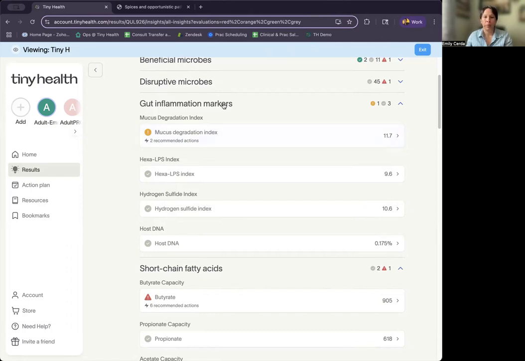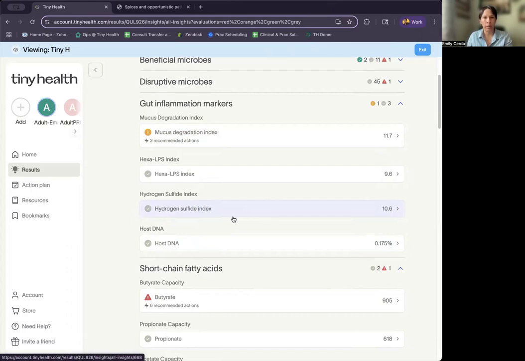So here in the gut inflammation markers, knowing that this is an index, that actually means that we're looking at both the microbes present and the genes to give you these reference ranges and these results. So here we have four different categories for the gut inflammation. These are all looking at microbially driven inflammation, and that's an important distinguishing characteristic here.